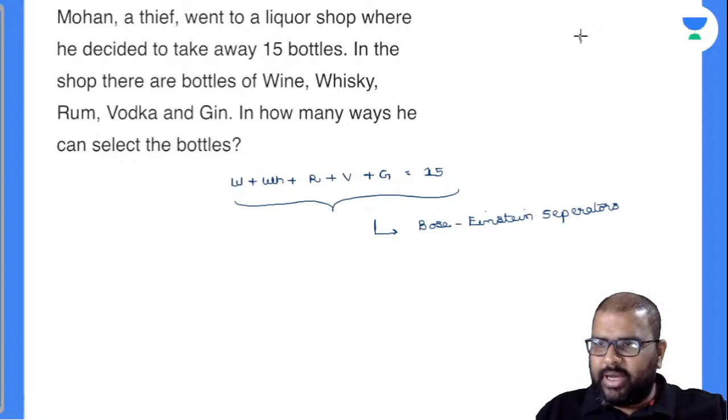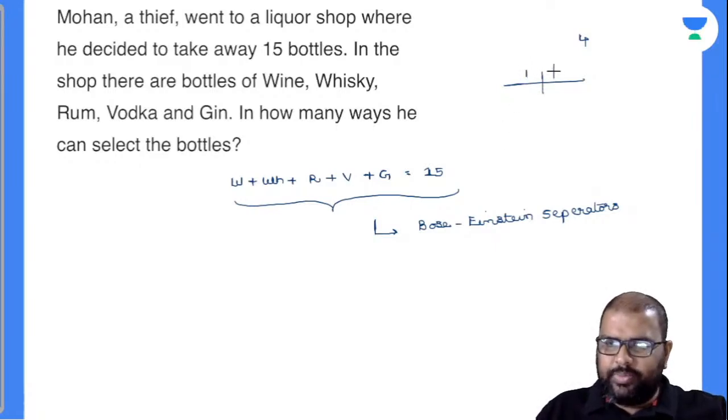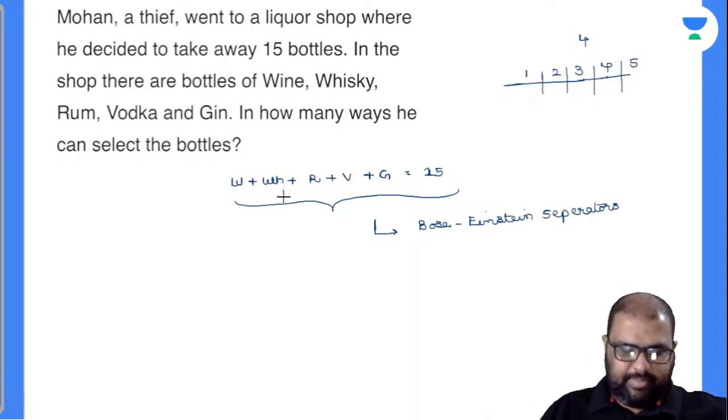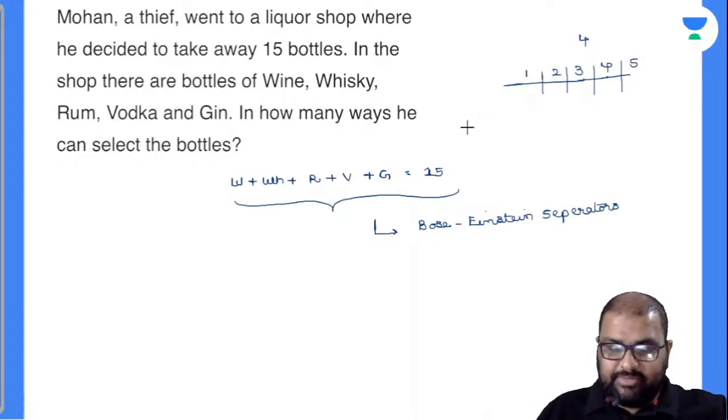You need 4 partitions. Let us suppose you have a rope. You have to give it to 2 members. How many cuts do you make? 1 cut, 2 pieces. 2 cuts, 3 pieces. 3 cuts, 4 pieces. Am I right or wrong? So 4 cuts, how many pieces? 5 pieces. Same thing there. So how many cuts? 5 partitions.